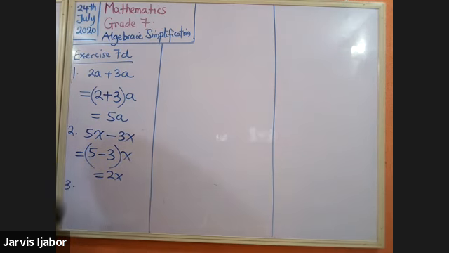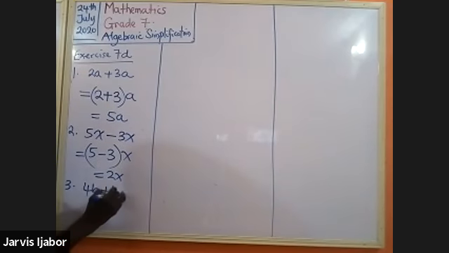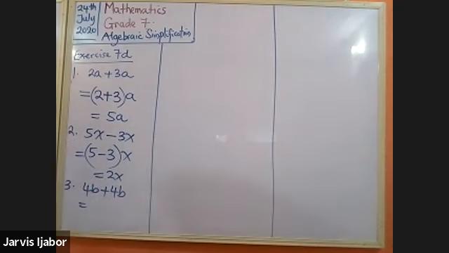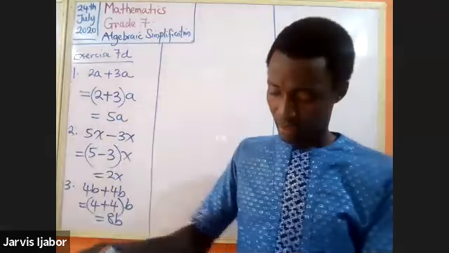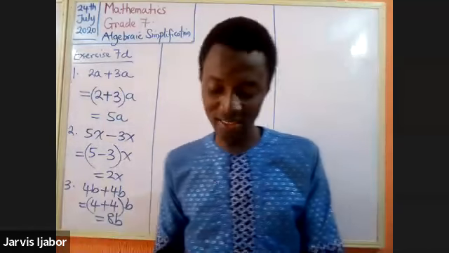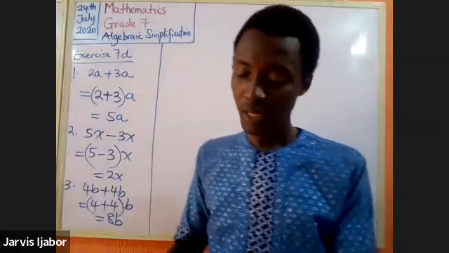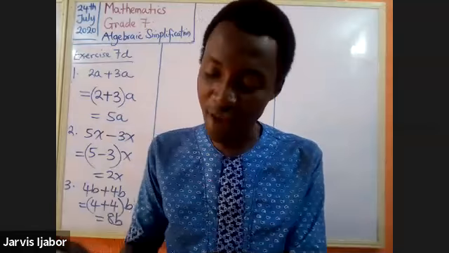Question 3 is what? Okay, 4b plus 4b. All right. What's written in front of b? 4. What am I doing? I'm adding. What's written in front of the other one is 4. What letter are they even talking about? It's b. All right. So 4 plus 4. I know that one is 8 now. I write 8 in front of b. And that's it. So that will help you to answer exercise 7D. That will also help you to answer exercise 7E.